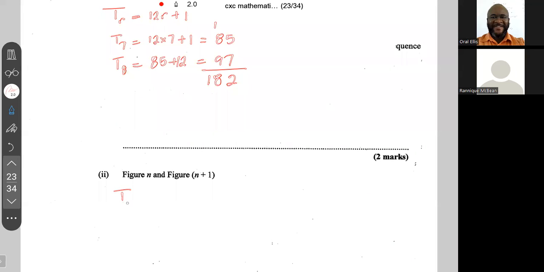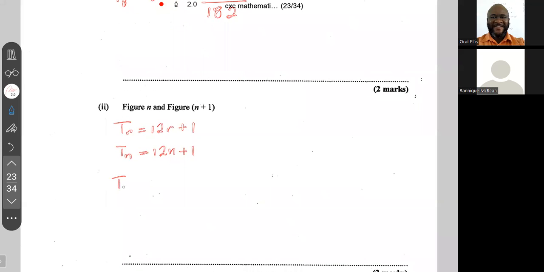Now, TR is equal to 12R plus 1. Tn, wherever you see R, you're going to take out R and put n, is 12n plus 1. Now, Tn plus 1. Wherever you see R, you're going to take out R and put n plus 1. So this is 12 times n plus 1 plus 1. This is 12n plus 12 plus 1. This is 12n plus 13.